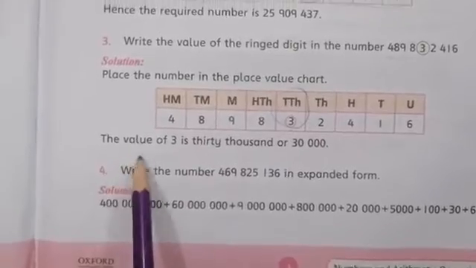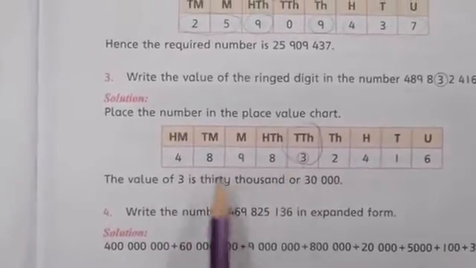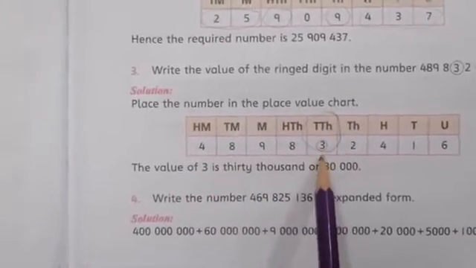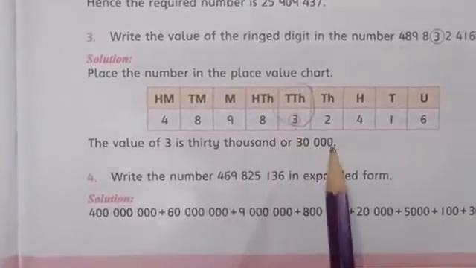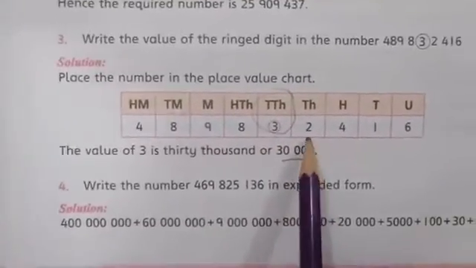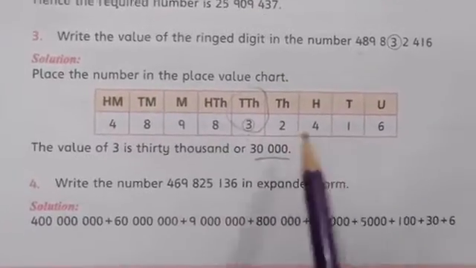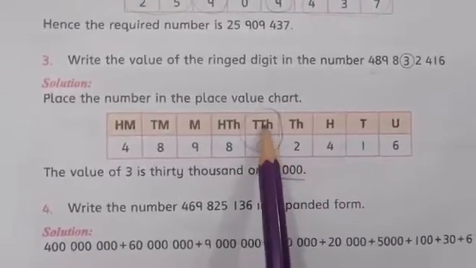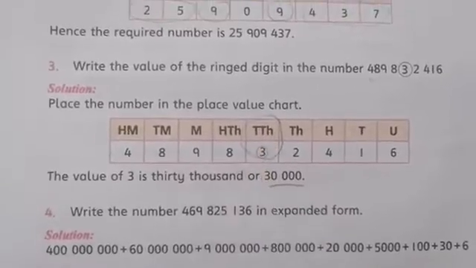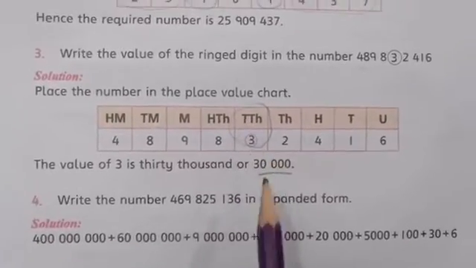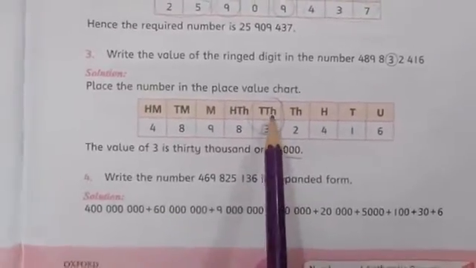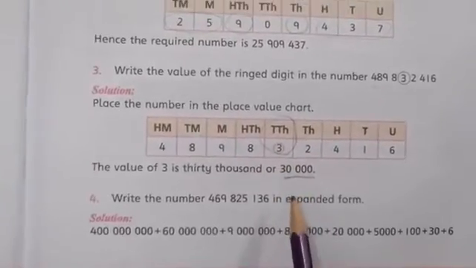The value of 3 is 30,000, but it is written in the 10,000 column, right? So you can say this is up to 30,000. Then after this, the numbers you can read it like 30,000, but the place value is 30,000 or 10,000, you can say. Then if you multiply 10,000 with 3, it comes to 30,000.